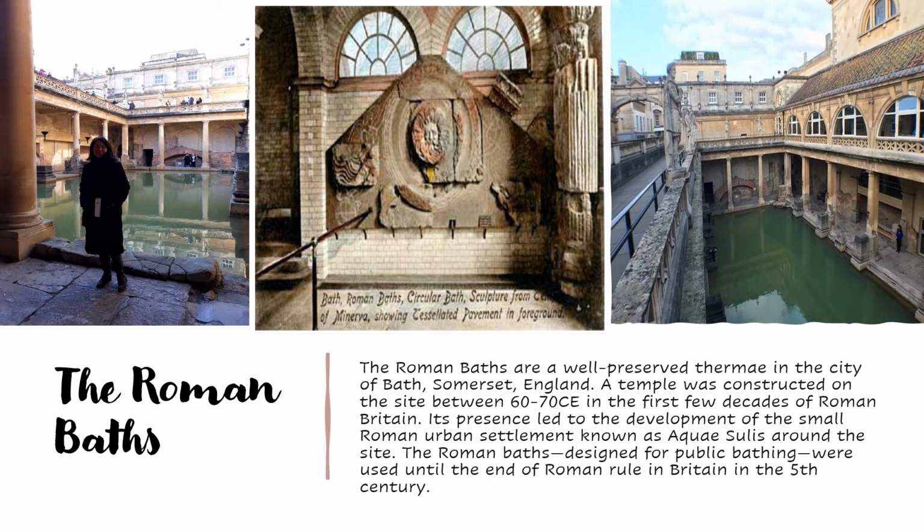Rediscovered from the 18th century, the city's Roman remains have become one of the city's main attractions. They may be viewed almost exclusively at the Roman Baths Museum. The Roman Baths are a well-preserved site in the city of Bath in England. This temple was constructed at the beginning of Roman time in Britain. Its presence led to the development of the small Roman urban settlement known as Aqua Sulis.